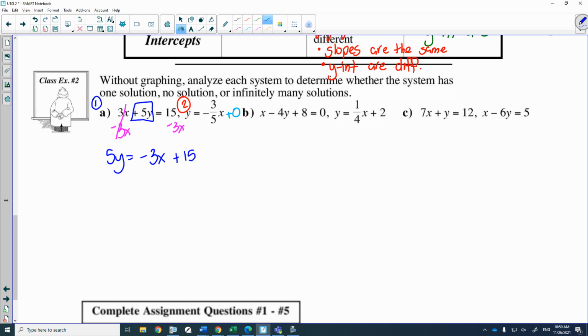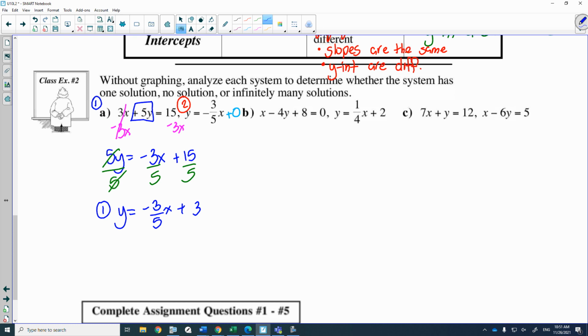I then need to isolate y, Kyle, by doing what? Not minusing, dividing by 5. It is 5 times y. The opposite of multiply is divide. From here, I have now isolated my system, and it is y is equal to negative 3 over 5x plus 15 divided by 5 is 3.